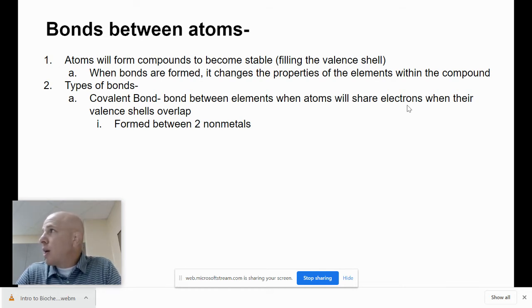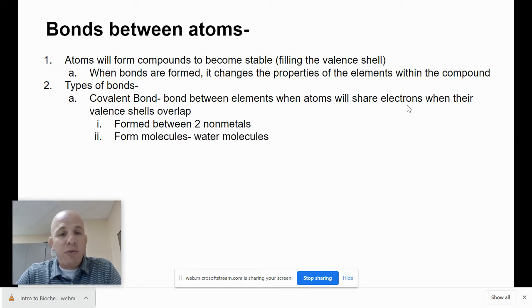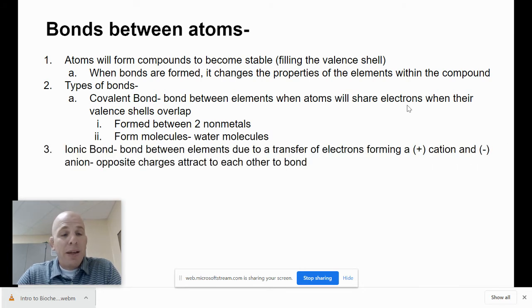Remember, nonmetals are located on the far right side of the periodic table. And they form molecules specifically for us. We're going to see how it forms a water molecule. Then we have an ionic bond. An ionic bond is when we do have a transfer of electrons. Okay, when one atom loses an electron to become positive, and then one atom gains an electron to become negative. Now I have 2 things that are oppositely charged, a cation and an anion.